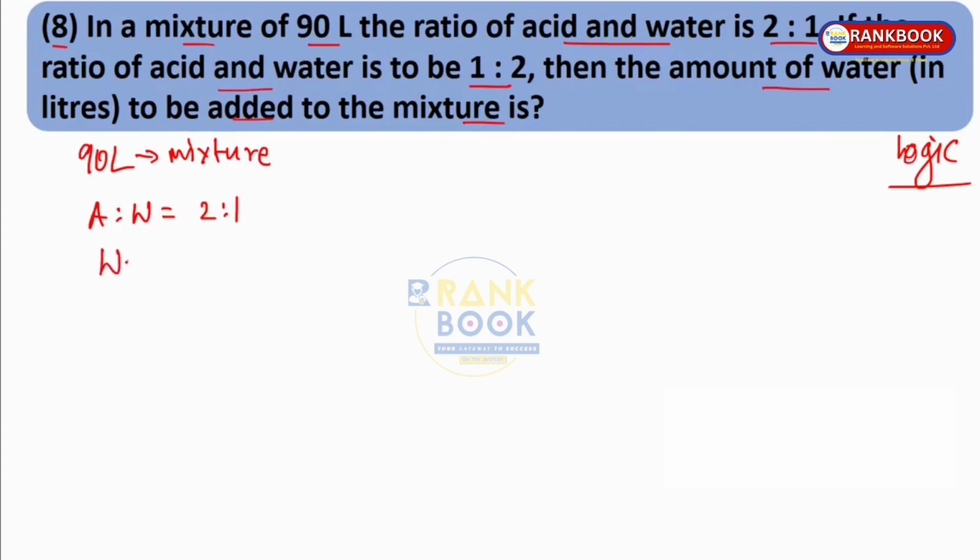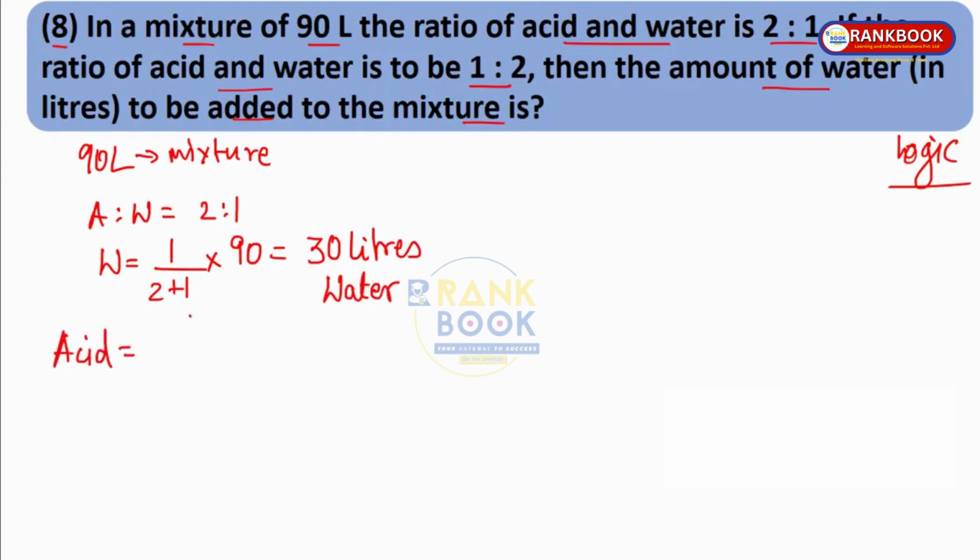Initially, how much water is there? Share of water is how much? Ratio of water is 1 divided by 2 plus 1 into total mixture of 90 liters. That comes out to be 30 liters of water. So how much is the acid? Acid is 90 liters minus 30 liters, 60 liters, right? Now, what do we have? We have 30 liters of water, we have 60 liters of acid.